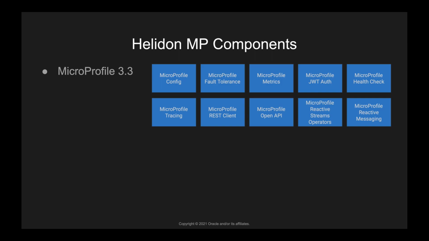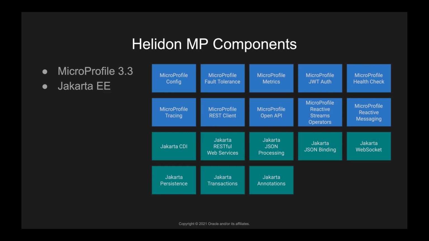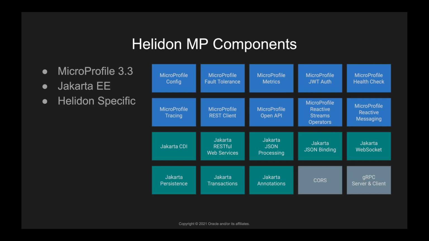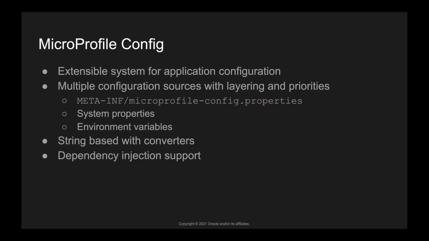We support all of them, and we also add some Jakarta EE specifications, like WebSockets, persistence, transactions, etc. We also add some features which are very much requested by our community, like CORS and gRPC, both server and client. So when you download Helidon, you get all of this out of the box. Let's see what we actually have.